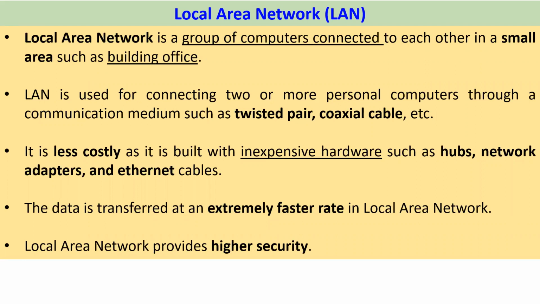Then data is transferred at an extremely faster rate. They have very good speed. Normally in a local area network, because of the small size of the land, the data transferring speed is very high, extremely faster when compared with the other network types, especially metropolitan area or personal area. Local area network has a very fast, extremely fast data transferring rate.